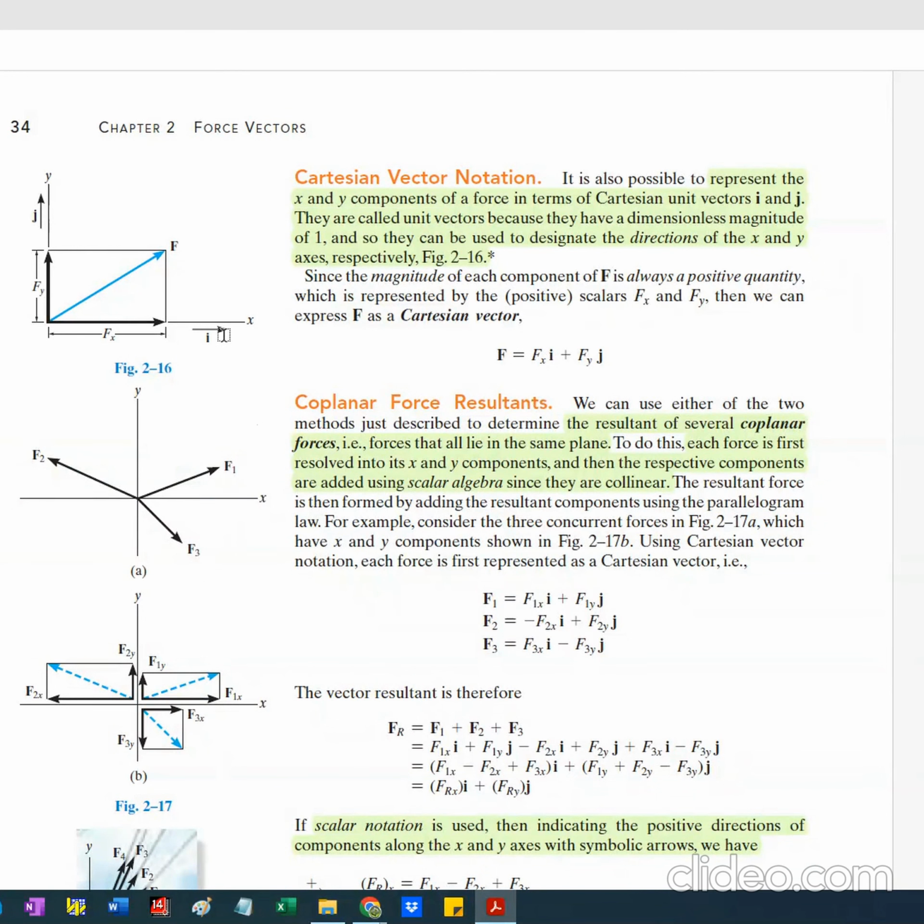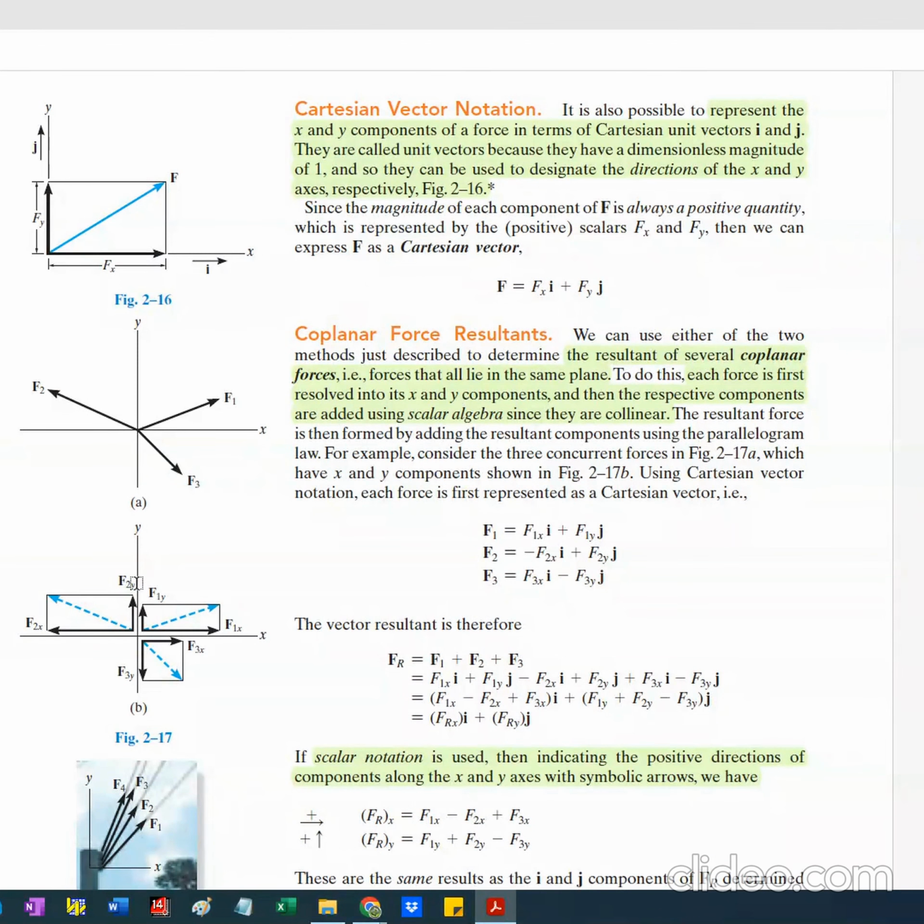If you've seen this before in physics, the x-axis unit vector is i, magnitude 1, oriented in the positive direction of the x-axis. j has magnitude of 1, oriented in the positive direction of y. And you state it as shown: Fx i, plus Fy times j. I said scalar product, no, multiplication between a scalar and a vector. So that's better.